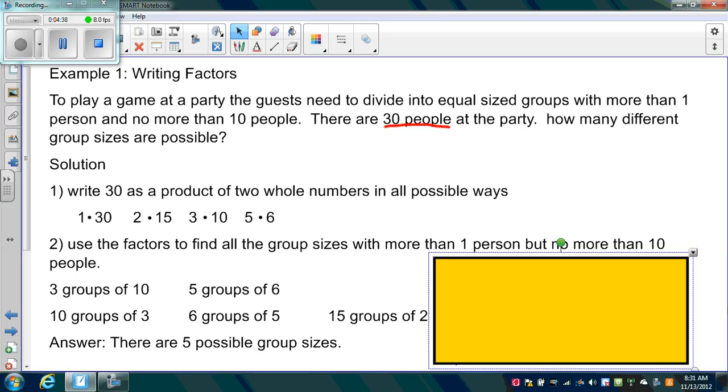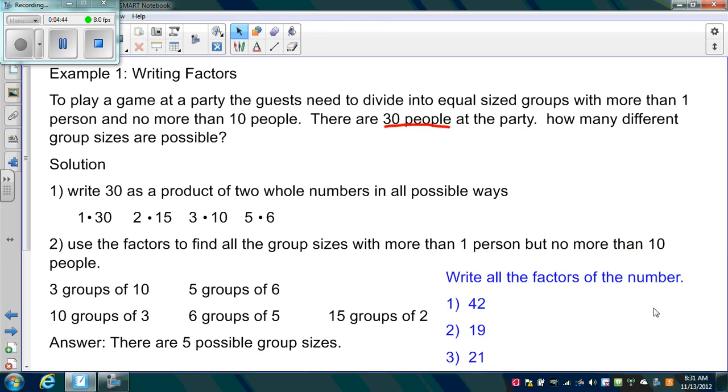What I'd like you to do is some practice problems. You don't have to use this party situation, but I just want you to write down all the factors of each of these numbers, like what we did in step 1 here. So for 42, write out all the possible ways you can multiply two numbers together to get 42. So press pause now and try that.